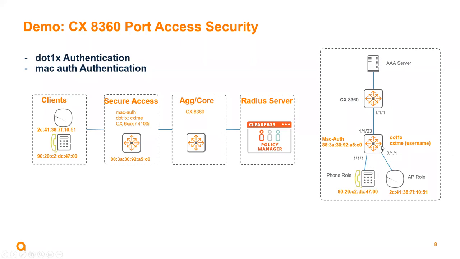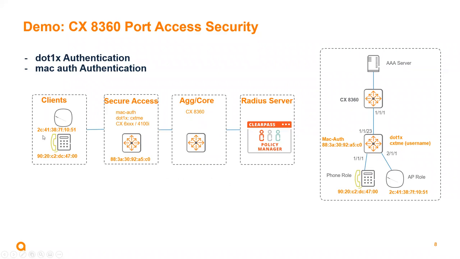So that's where here I've connected to 1/1/1 and also 2/1/1. An access point is connected, and you can see there is a phone which is connected on this port. That is on the access layer.